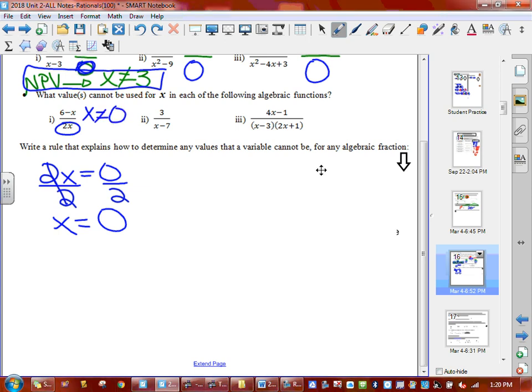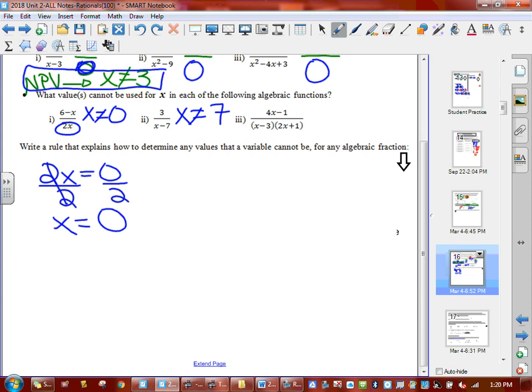When it's a binomial, it's pretty easy to see what number would create a 0. So what creates a 0 in the second one? What subtracts 7 gives me 0? 7, it's the opposite sign. So here, x cannot be equal to 7. If I put a 7 on the bottom, I get a 0. Okay, we don't want that.